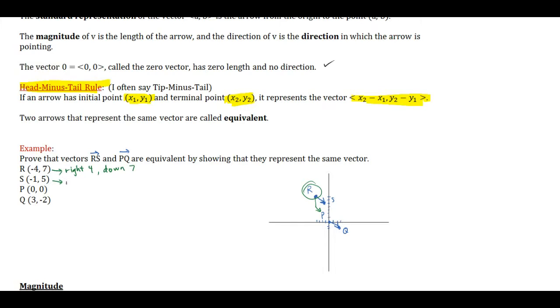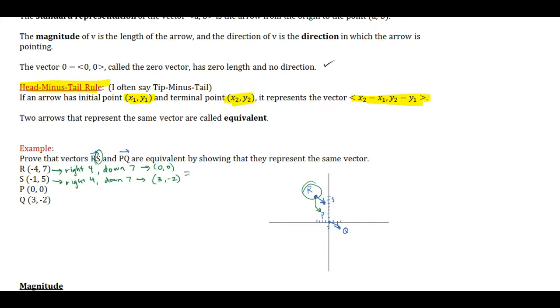So if I moved it right 4 and I moved it down 7, what would the new position of that thing be? Well, right 4 would put it at 3, and down 7 would put that at -2. So that would be the new coordinates of our S. And notice that you could have gotten that just by subtracting them. And that's what I was trying to say up there in the highlighted head minus tail, tip minus tail rule. If you know which one's the tip, in this case S, do tip minus tail.